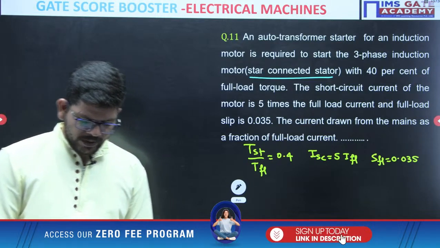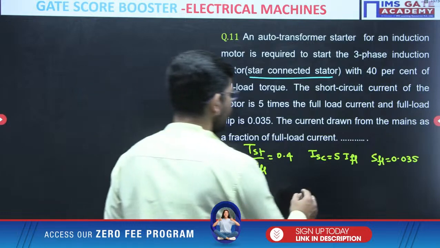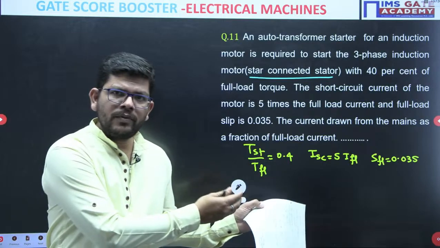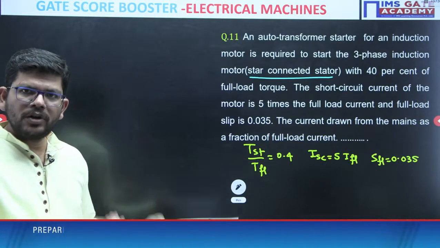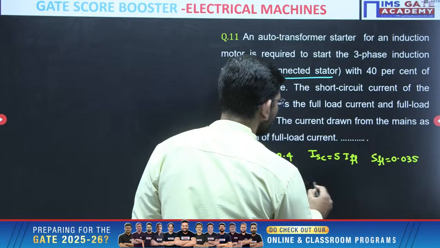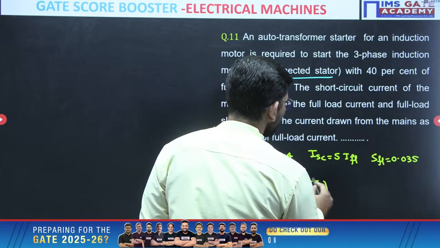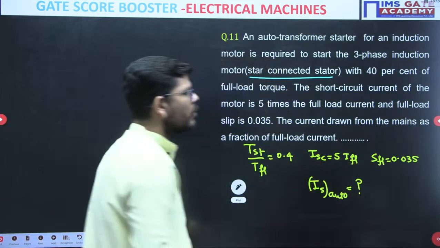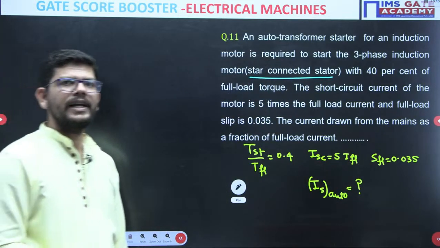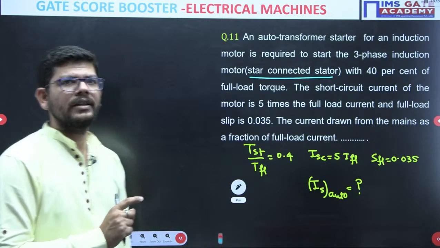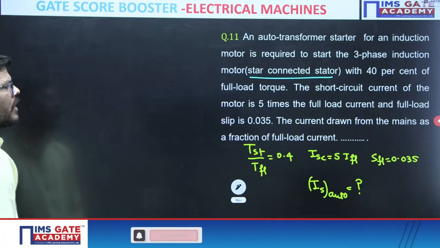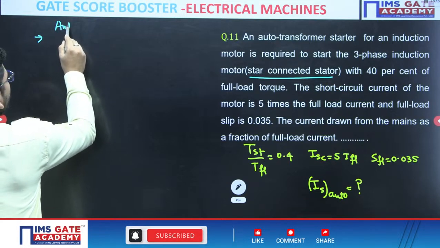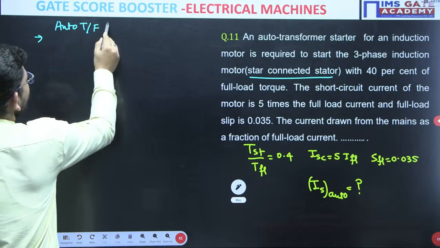Current drawn from the mains, okay. So we are using auto transformer starter. So current drawn from the mains means we have to calculate the auto transformer current, right? So we have to calculate the starting auto transformer current. This will be the current drawn from the mains, and we have to calculate it in terms of full load current, right? This is what is given to us. So first of all, apply the formula. So what starter we are using? We are using auto transformer starter, right?